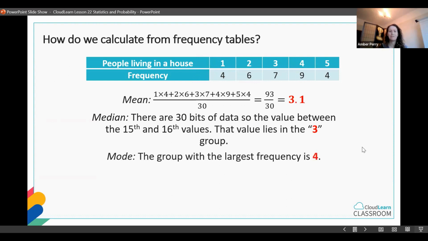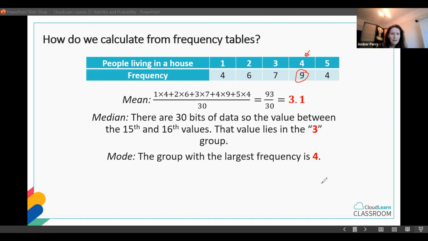Just be really careful. It's very common in exams. Students will write down this number instead of this number. Again, it's just that kind of rushing in an exam thing that students tend to do. So just be really careful. You're looking for the highest frequency. So you're looking for the highest number out of these, which is this one, but the actual number that it's representing is the 4, and that's the answer. Okay, so just be super careful not to make that mistake.